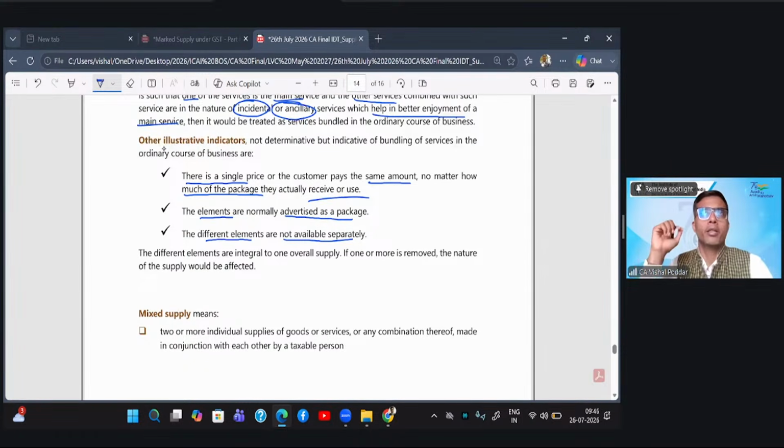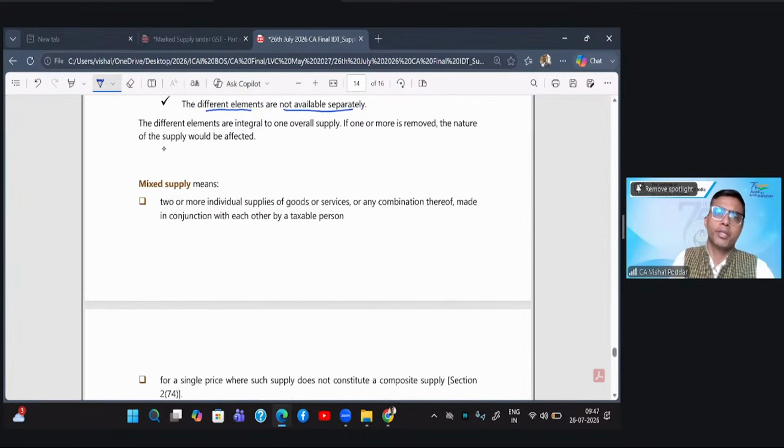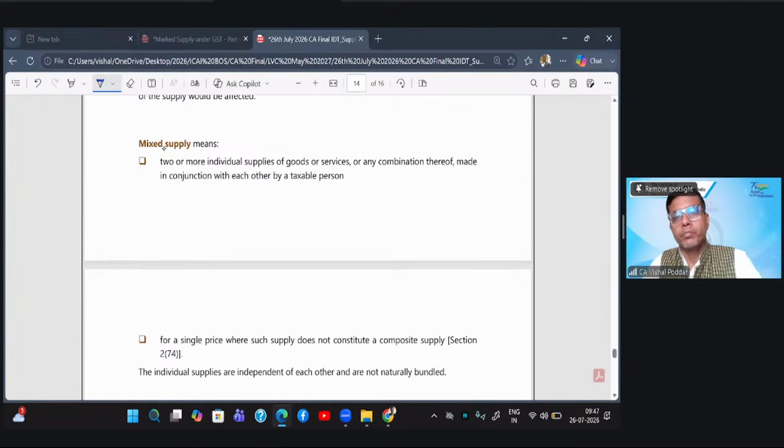If, let us say, that nozzle or cap is somehow destroyed, and if you go to the pharmacist and say, only give me the nozzle or cap, they will say, sorry, it is not available separately. So this is also an indication, or a way of looking at it, that it is naturally bundled and hence it is a composite supply.